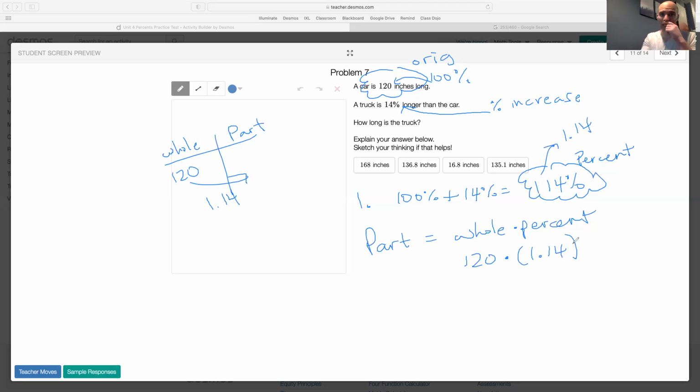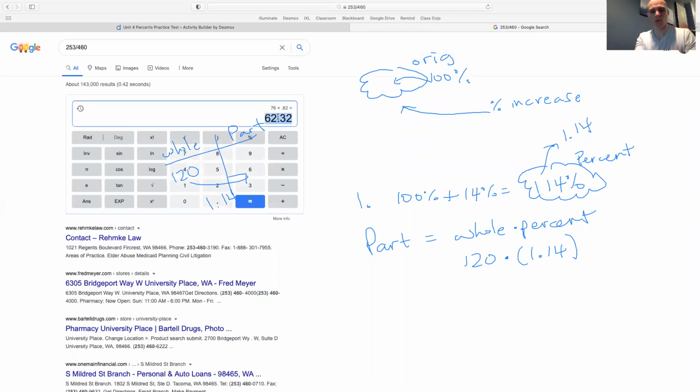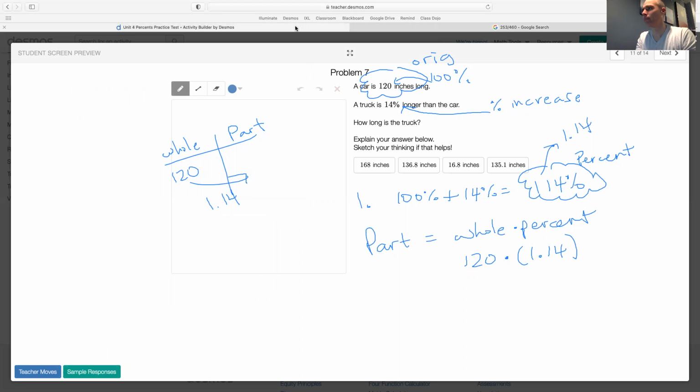And either way, in the end, you're going to wind up doing 120 times 1.14. I don't know what that is off the top of my head. It's probably somewhere in the neighborhood of like 126 or 136, I mean. Let's see how close my guess was. 120 times 1.14, 136.8. Oh, yep, there it is right there.